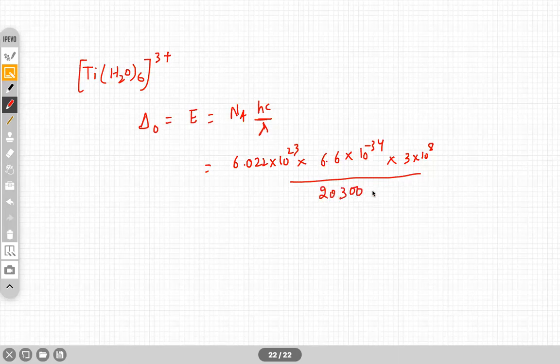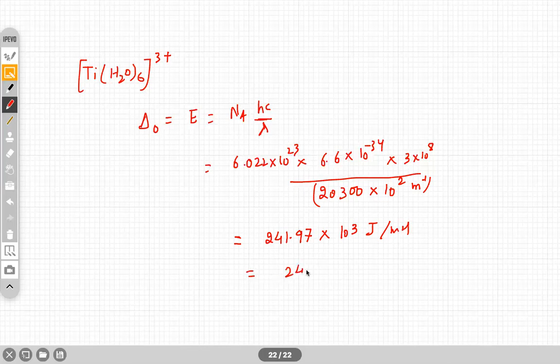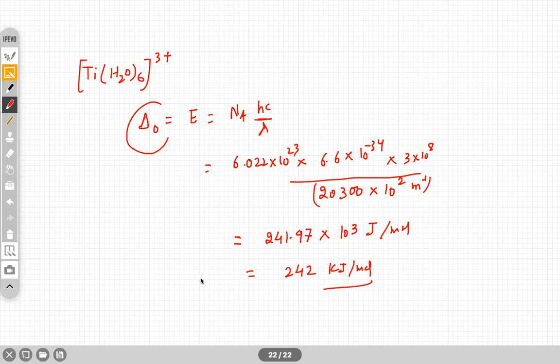which is 20,300 into 10 to the power 2 meter inverse. This is the experimental value. When you solve this, you'll get delta O equal to 241.97 into 10 to the power 3 joule per mole, which is approximately 242 kilojoule per mole.